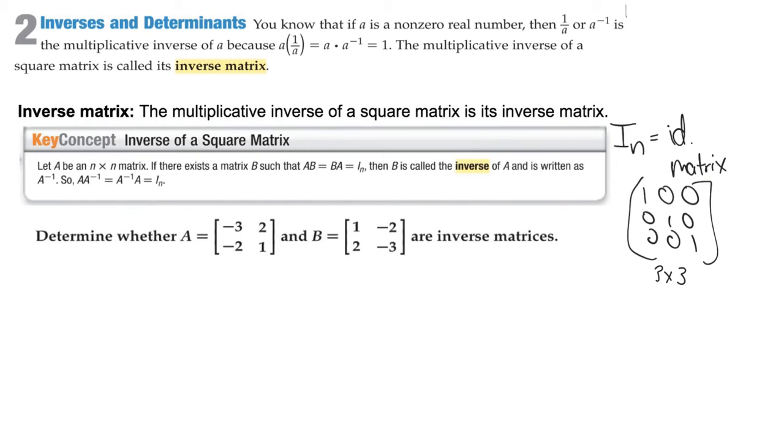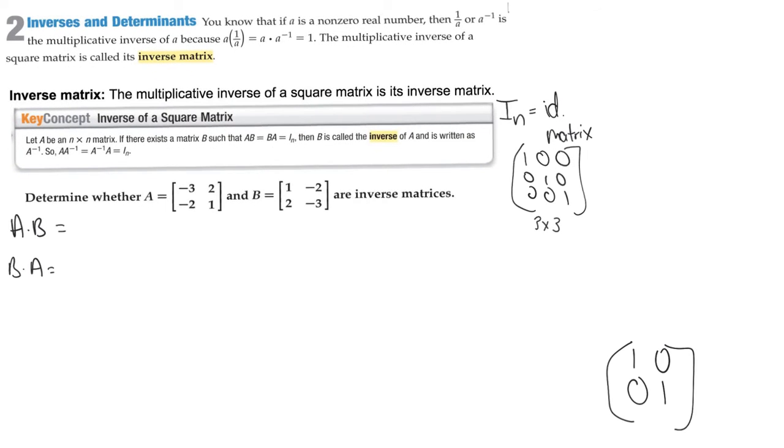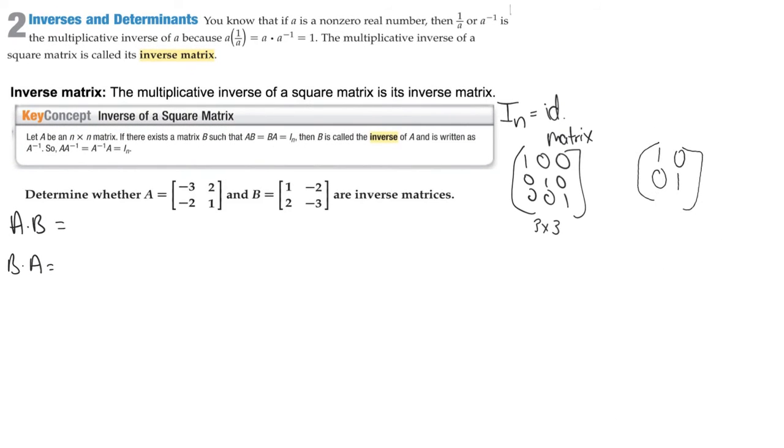So what we're going to do first is we need to just do an example. The way we show it is we go A times B, solve it, and then B times A. If both of them work and give you the identity matrix, which in this case is a 2 by 2, which would be 1, 0, 0, 1, both times, then they are inverse matrices. So let's just go ahead and get into an example, because I think that's going to help you guys the most rather than me just talking and saying words that are new to you.